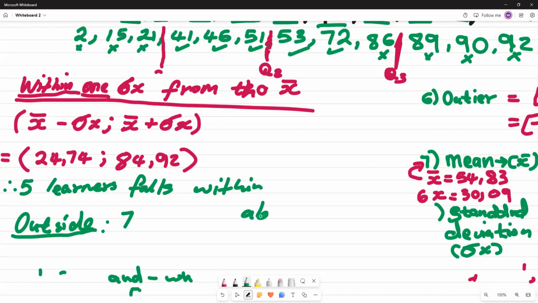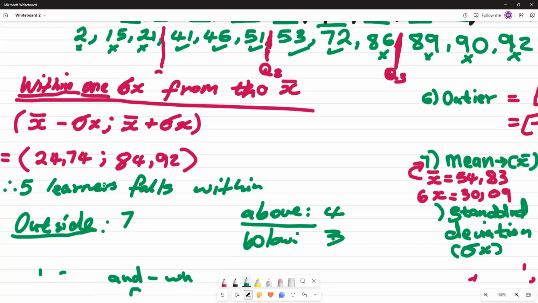Sometimes they'll say above one standard deviation from the mean. If they said above, they're just looking for anything that is bigger than the upper fence. So it's 1, 2, 3, 4. So 4 learners fall above. And then sometimes they can say below. Below will be 3 learners, basically lower than the lower fence. You see, above and below, when you add them together, they'll give you outside one standard deviation. Because when they say outside, they're not specifying whether above or below.